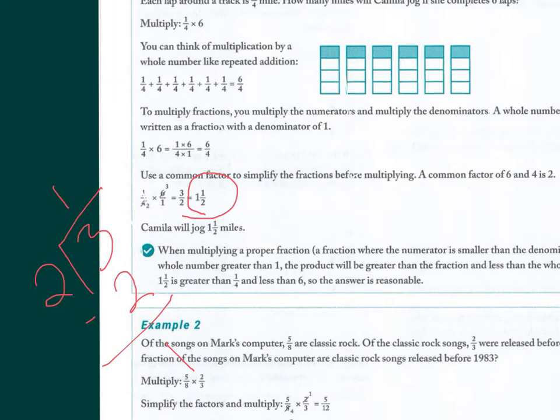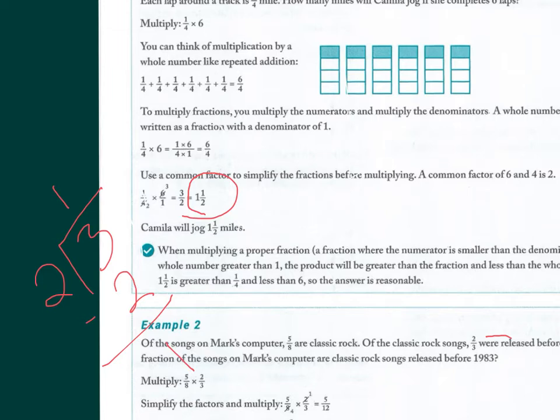So when you're multiplying a proper fraction, a fraction where the numerator is smaller than the denominator, by a whole number greater than 1, then the product will be greater than the fraction and less than the whole number. 1 1/2 is greater than 1/4 and less than 6. So the answer is what they consider reasonable.